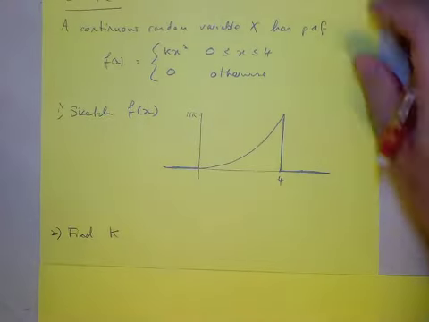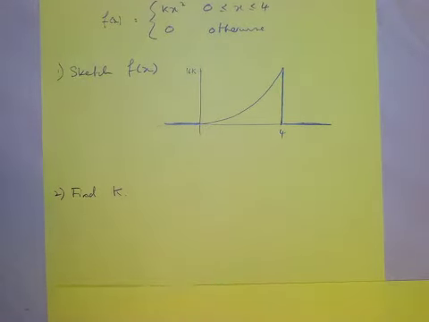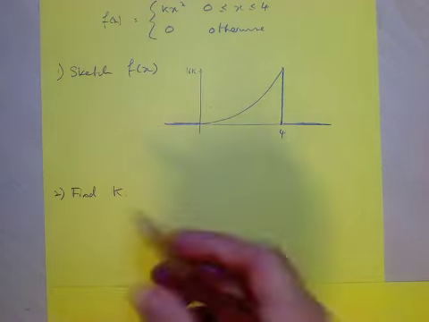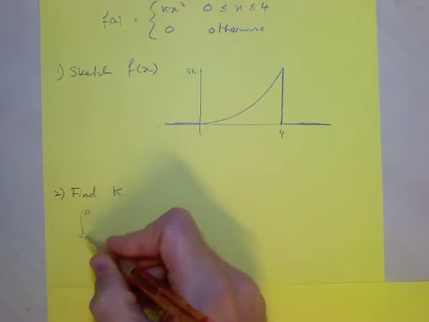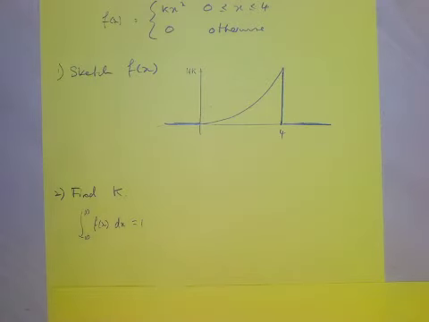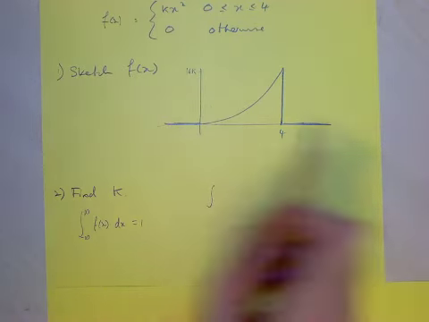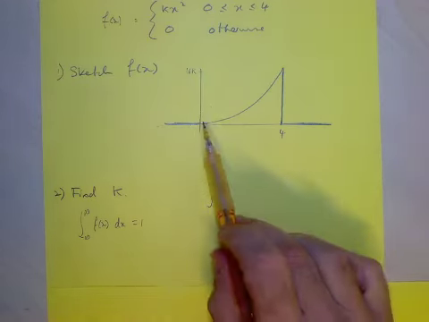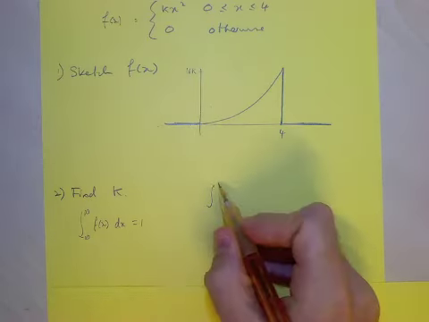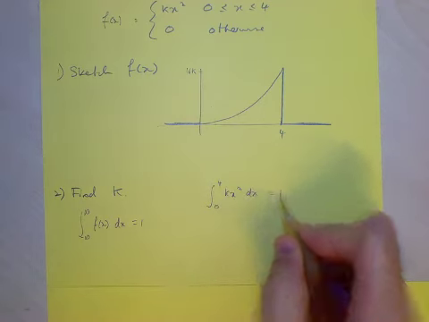I may then be asked to go on and find what k is. And I can exploit the property here that in order for this to be a PDF, the area has to be 1. So I know that the total area between infinity and minus infinity of this function with respect to x must be 1. So relating that to my question here, I know that this part where it's 0, I can safely ignore. I just need this area in here to be 1. So the integral from 4 to 0 of kx squared with respect to x has to be 1.